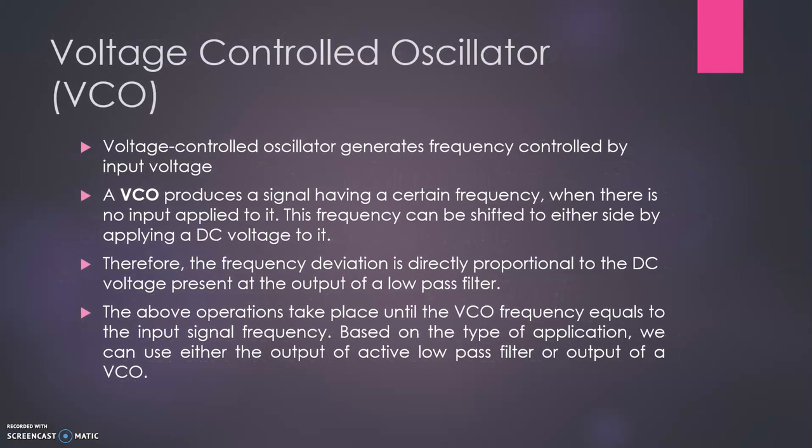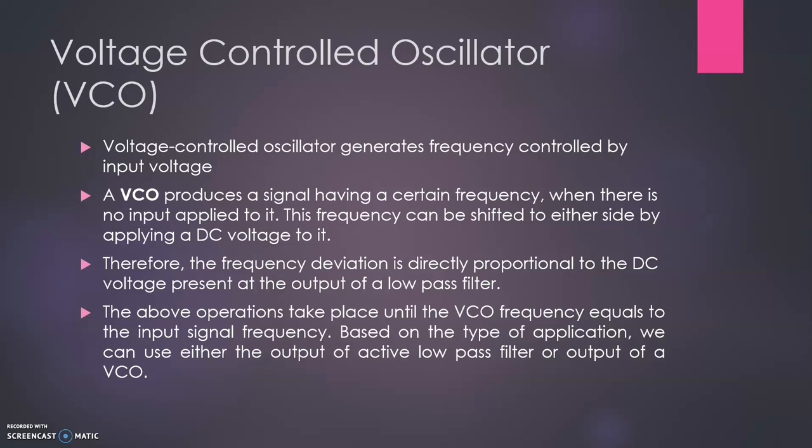Voltage controlled oscillator. The voltage controlled oscillator generates a frequency controlled by the input voltage. The DC level output of the low pass filter is applied as control signal to the voltage controlled oscillator. The VCO produces a signal having a certain frequency when there is no input applied to it. This frequency can be shifted to either side by applying a DC voltage. Therefore, the frequency deviation is directly proportional to the DC voltage present at the output of the low pass filter. The VCO frequency is adjusted till it becomes equal to the frequency of the input signal.